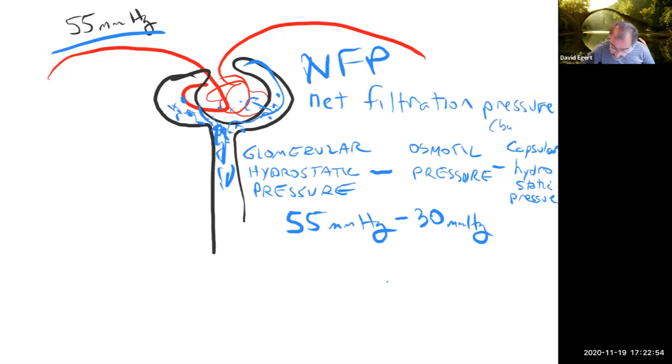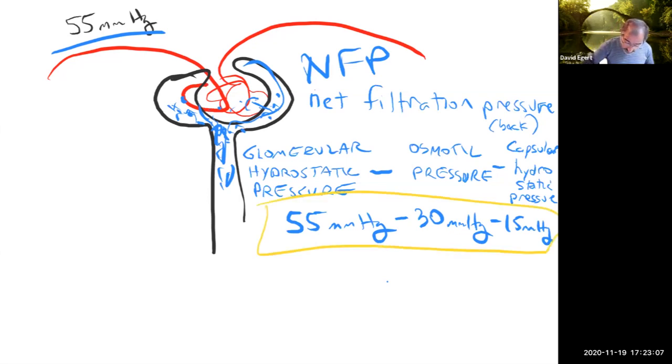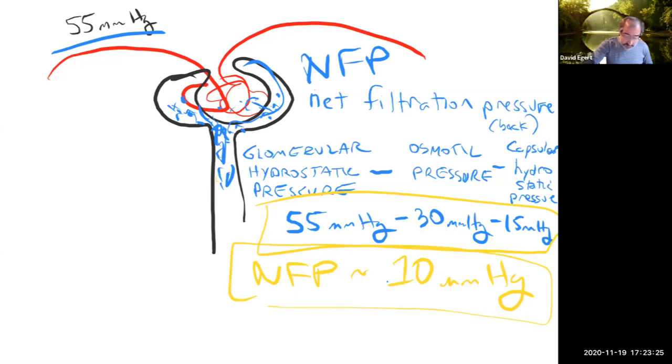This is basically the back pressure, and this is somewhere around 15 millimeters of mercury. So if we look at all of these together, the NFP, the net filtration pressure, is about 10 millimeters of mercury. So this is what is ultimately driving this.